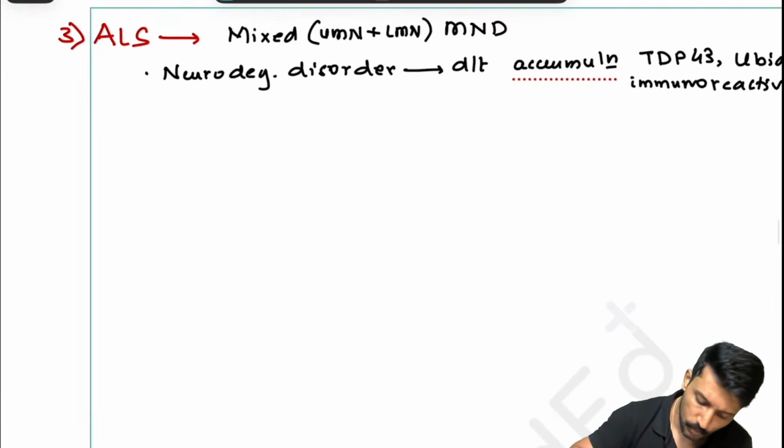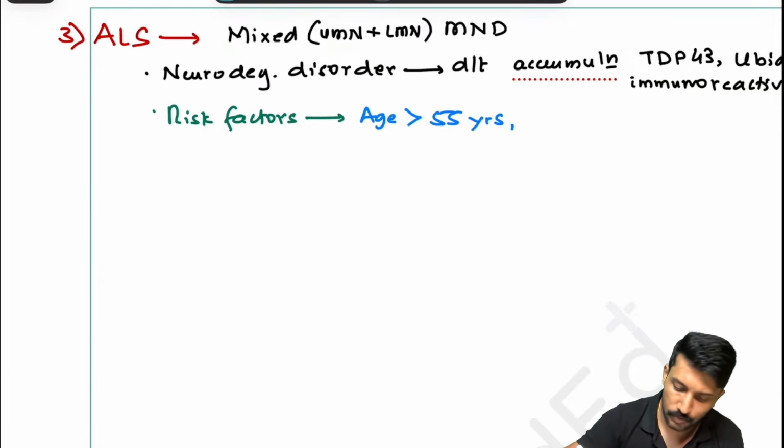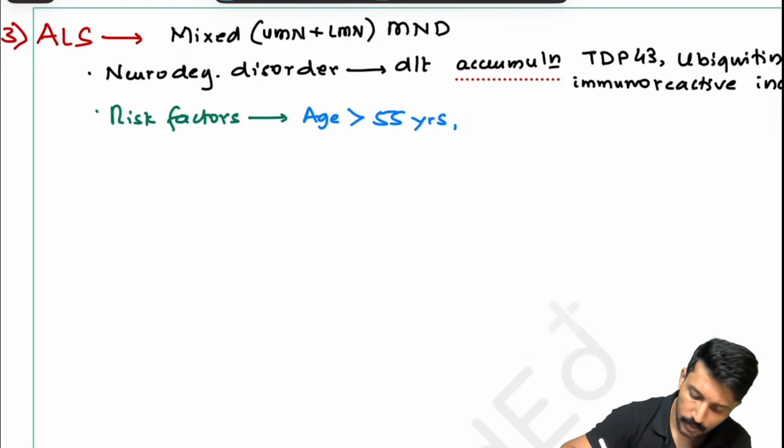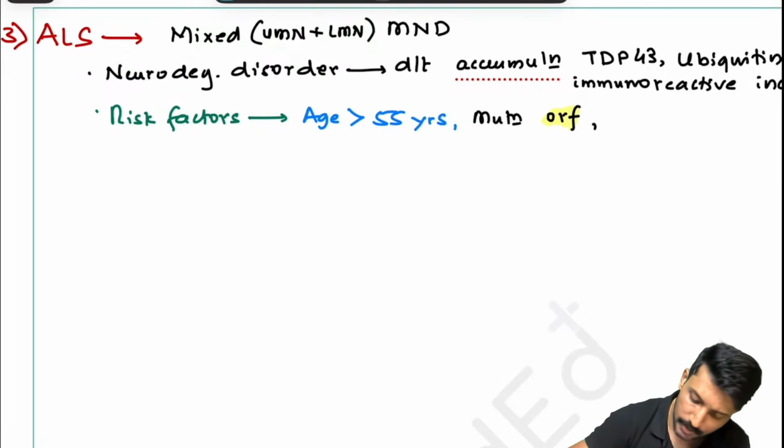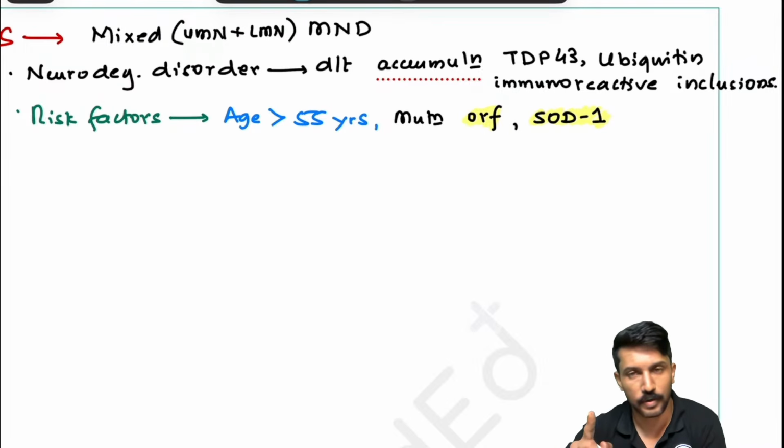As of now, we don't know the exact causes why they accumulate, but we are aware of some risk factors. So what are the risk factors for someone to develop ALS? Number one, age more than 55 years. Apart from that, the other risk factor is having a mutation in a gene called ORF. Important MCQ. Apart from that, another mutation that I want you to remember is the superoxide dismutase 1 gene. This is a potential MCQ point. Superoxide dismutase 1 mutation increases the risk of developing ALS.